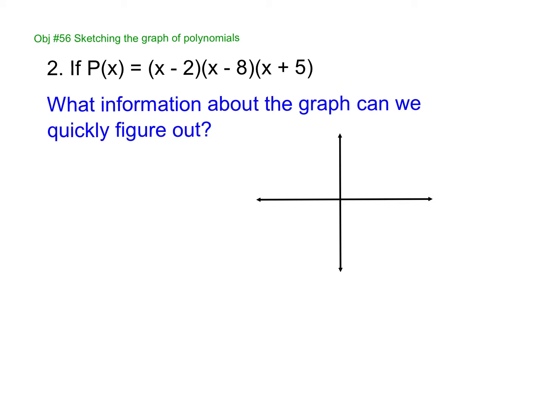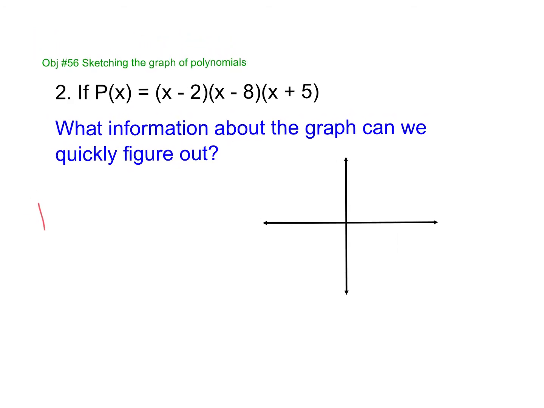Okay, so now we are going to graph a polynomial. So what is something we know about this polynomial that's very similar to a parabola? We know the roots. We know the roots. There are 3 of them. What are they? 2, 8, and -5. So we're going to put those on our graph.